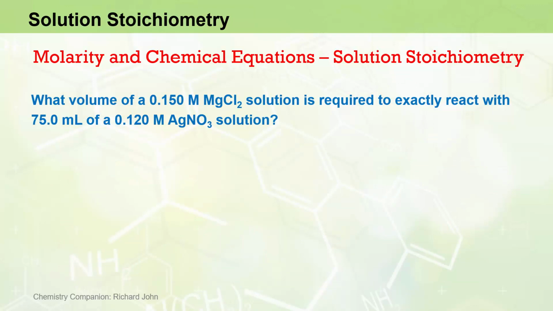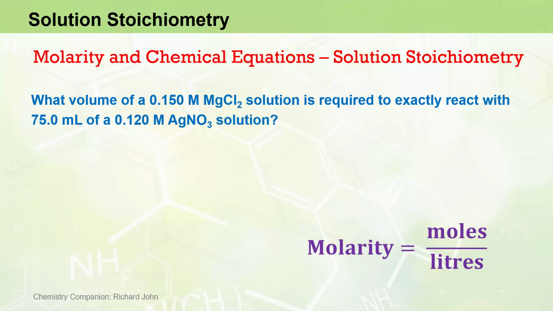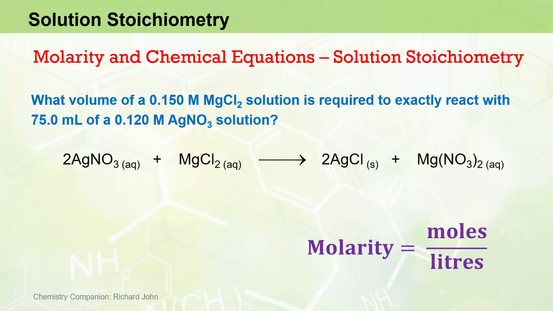Now, with our knowledge of chemical reactions that take place in aqueous solutions, and with our knowledge of the molarity equation, we are in a position to tackle a much broader array of practical problems. For example, consider this scenario here. What volume of a 0.15 molar magnesium chloride solution is required to exactly react with 75.0 milliliters of a 0.12 molar silver nitrate solution? The relevant balanced equation is this one here, where we can see that this reaction is actually a precipitation reaction with the formation of solid silver chloride as one of the products.